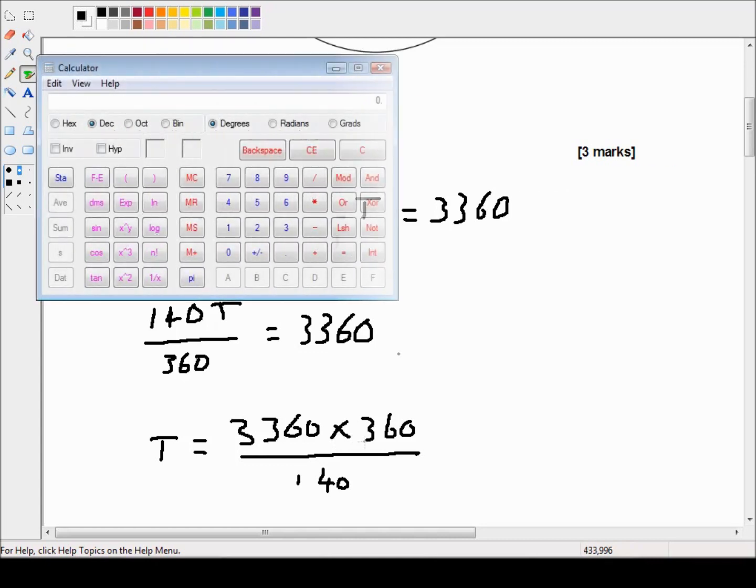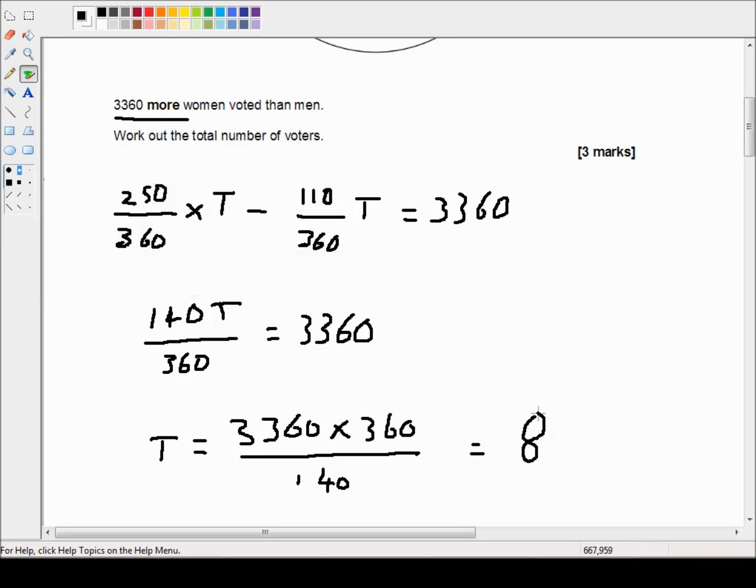Okay, so I have my calculator, so I'm just going to type in 3,360 multiplied by 360 and divide by 140, and I get the answer 8,640. So the total number of voters is 8,640, which is our final answer.